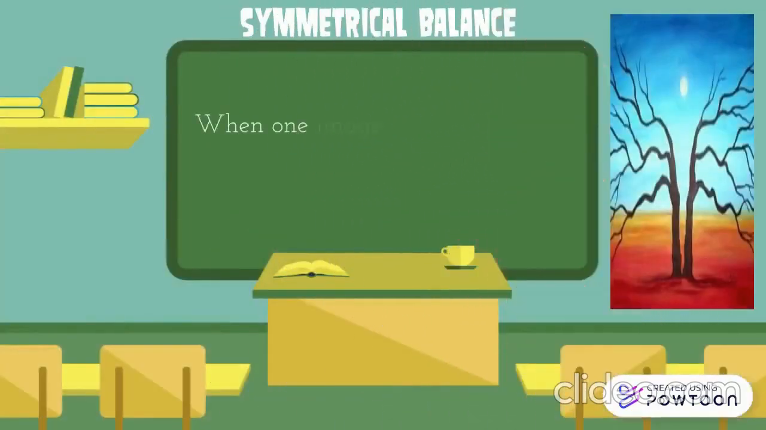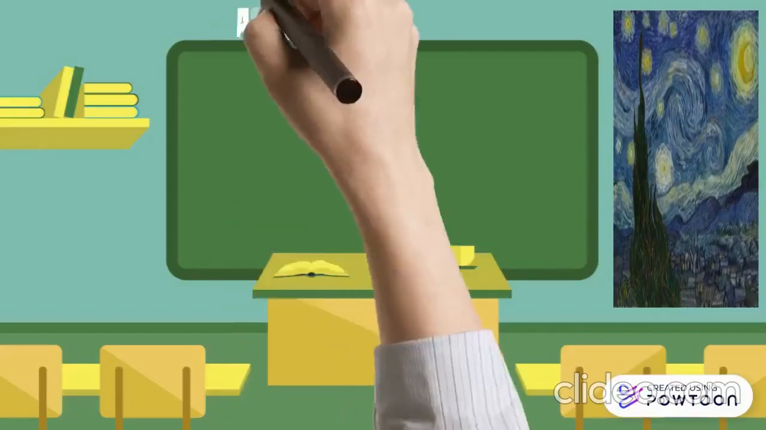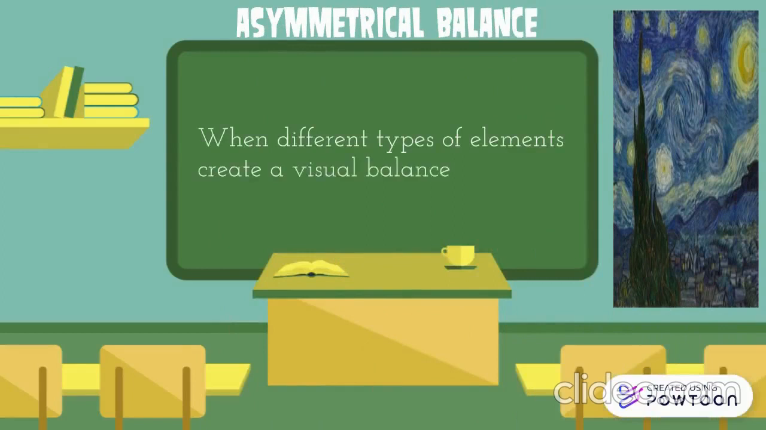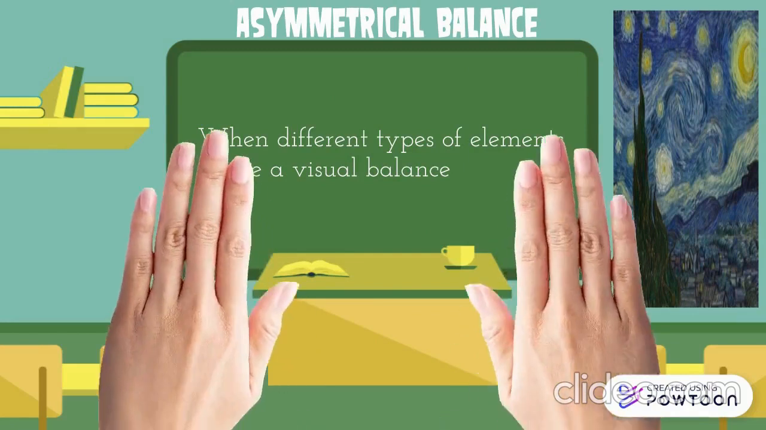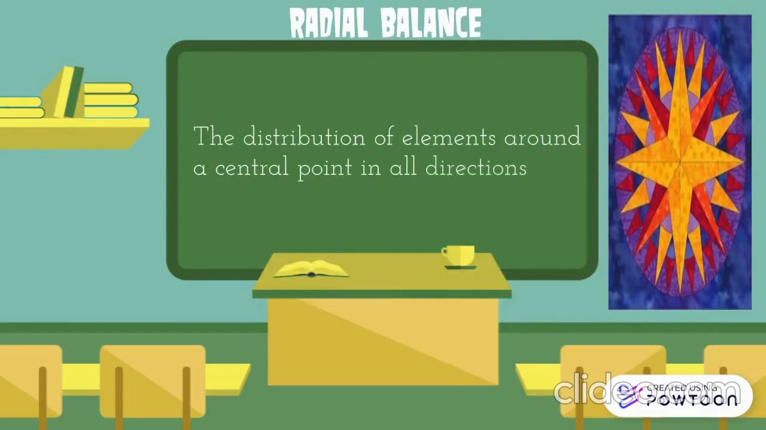Symmetrical balance, when one image is mirrored on the other side to repeat itself. Asymmetrical balance, when different types of elements create a visual balance. Radial balance, the distribution of elements around a central point in all directions.